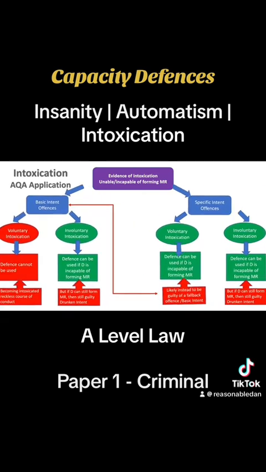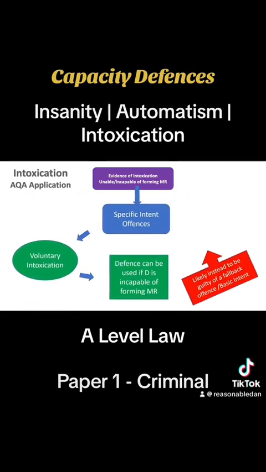For specific intent offences, so this is things like murder and Section 18 GBH, and then of course again it behaves differently dependent on the type of intoxication. Now voluntary intoxication, again, we know the effect it has on you, or you deliberately drink or do drugs, then the defence can be used if the defendant is incapable of forming the mens rea. The problem with that is there's likely to be instead a fallback offence for most non-fatal offences.